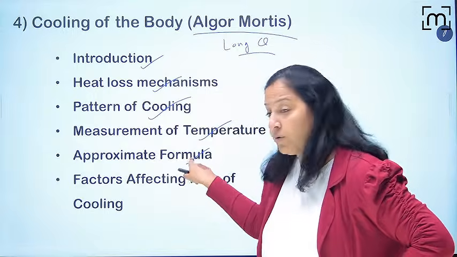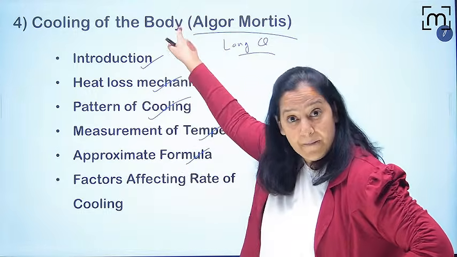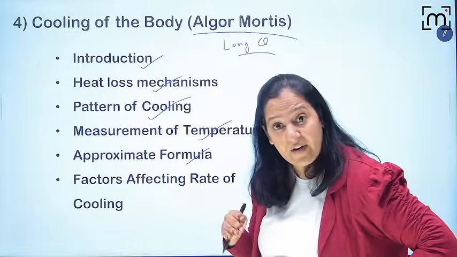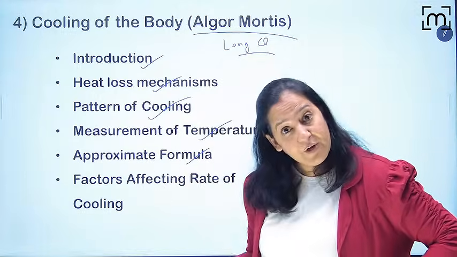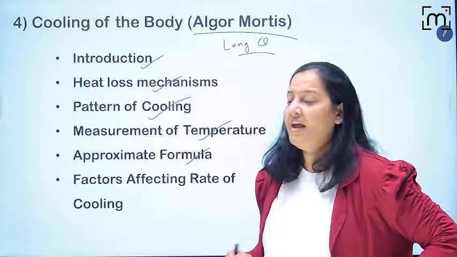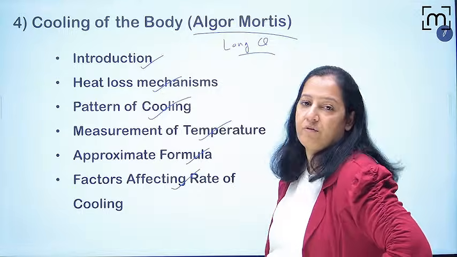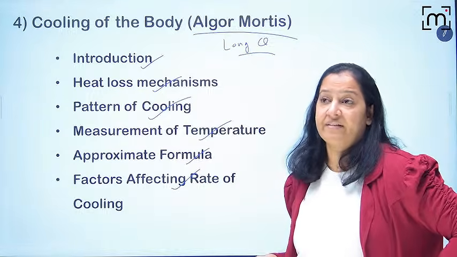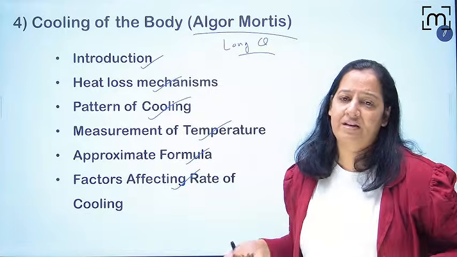I will tell you a formula here, based on the temperature of the dead body and the rate of losing temperature. I will tell you the approximate time of death. And then finally I will tell you the factors affecting the rate of cooling. There are many factors, such as the climate and the coverings over the dead body.